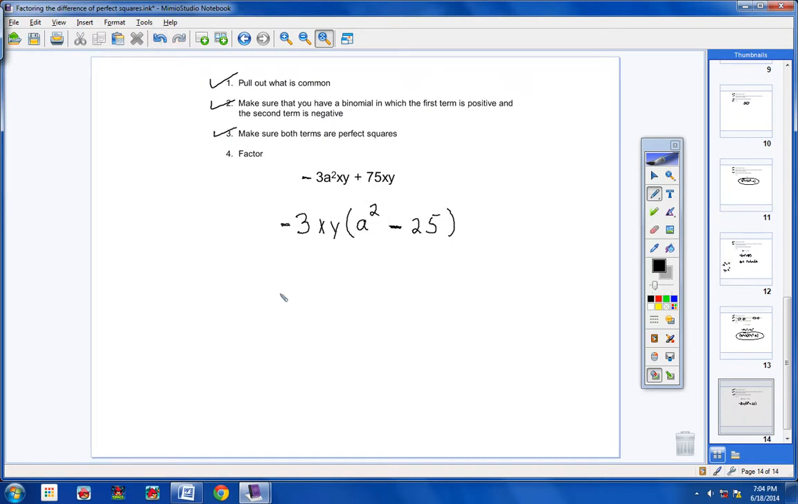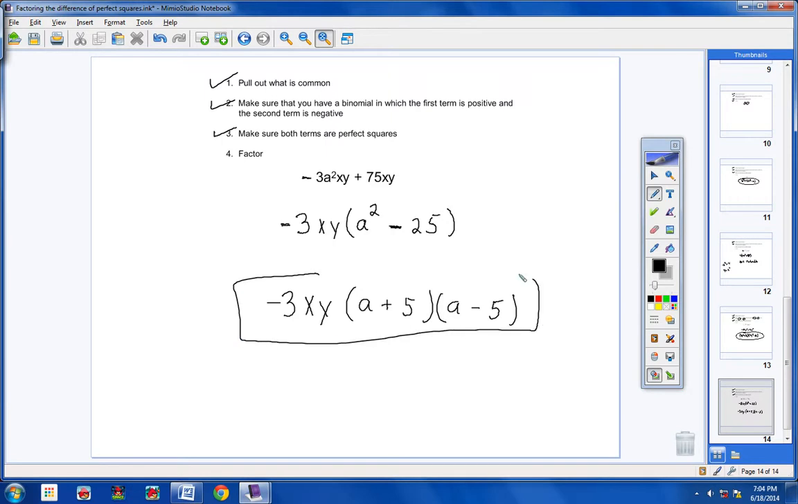So step 4, factor. Bring down your negative 3xy, which is what you pulled out earlier, and then put two little parentheses. What is the square root of a squared? What's a? So put an a here and an a here. What's the square root of 25? 5. So put a 5 here and a 5 here. Make one positive, make one negative. There we go. We did it. We factored this binomial right here, and we could do that because it was the difference of two perfect squares, or the difference of squares.